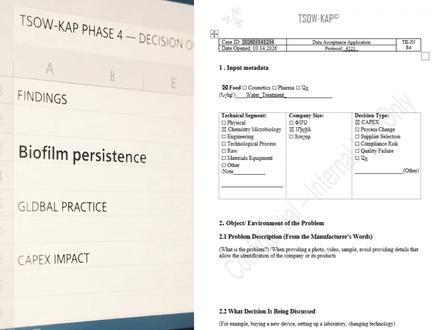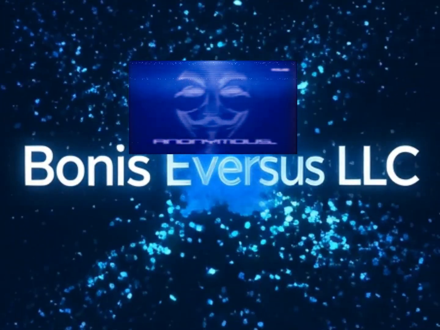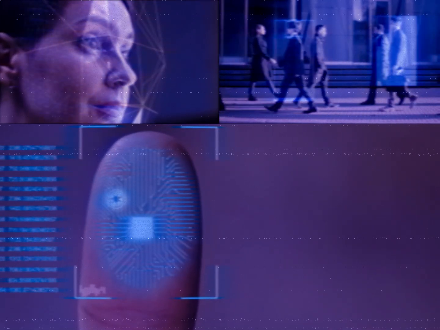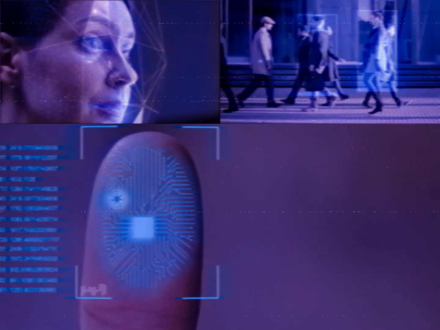Secure agreements are signed. A non-disclosure agreement protects the company. Then the case is anonymized. Company identity, product brands, sensitive operational data, all removed because the goal is not to expose the company. The goal is to study the mechanism.